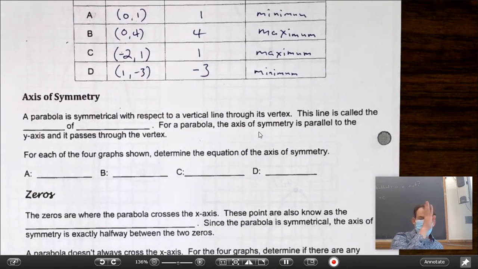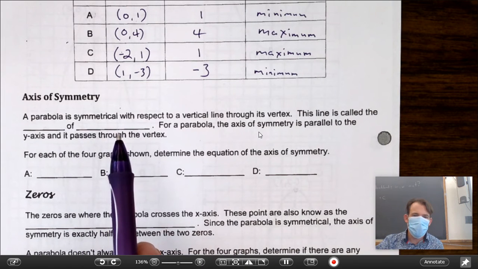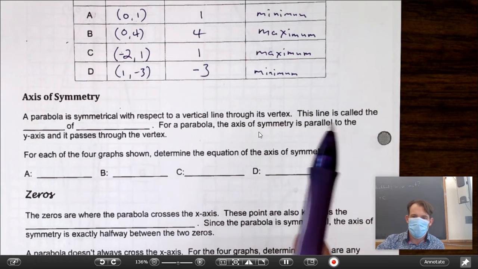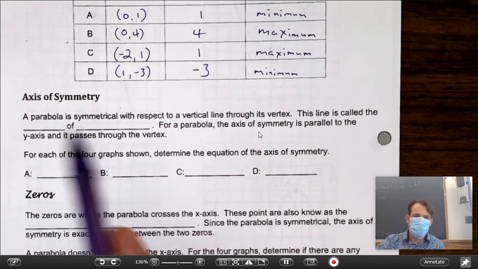Fisher described the axis of symmetry of his face by doing this. It is the line upon which your face is symmetrical, right? So it's oftentimes your nose. Your nose is like an axis, okay? Another place we see axes in math is the y-axis and the x-axis. These are lines. Axes are lines. And parabolas are symmetrical with respect to a vertical line through its vertex. This line is called the axis of symmetry.